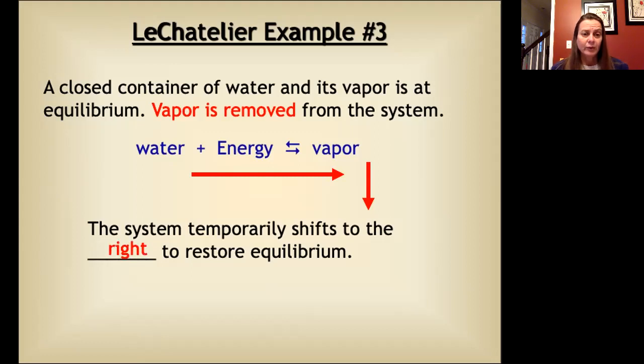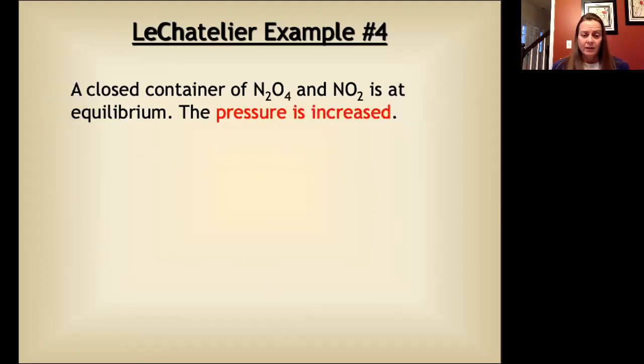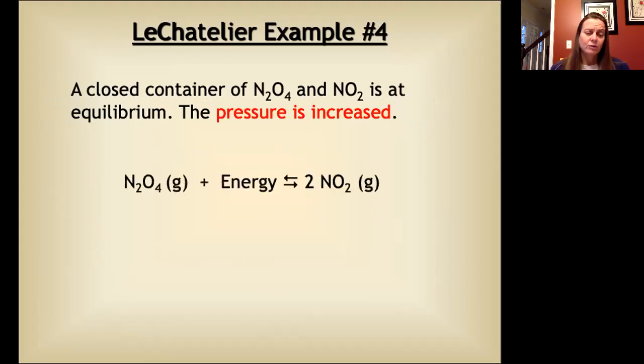Okay, last example here is our closed container of dinitrogen tetroxide and nitrogen dioxide. Again, at equilibrium, LeChatelier's principle always starts with a system at equilibrium. And we're going to increase the pressure on that system. Now remember, increasing pressure is going to be achieved by decreasing volume.